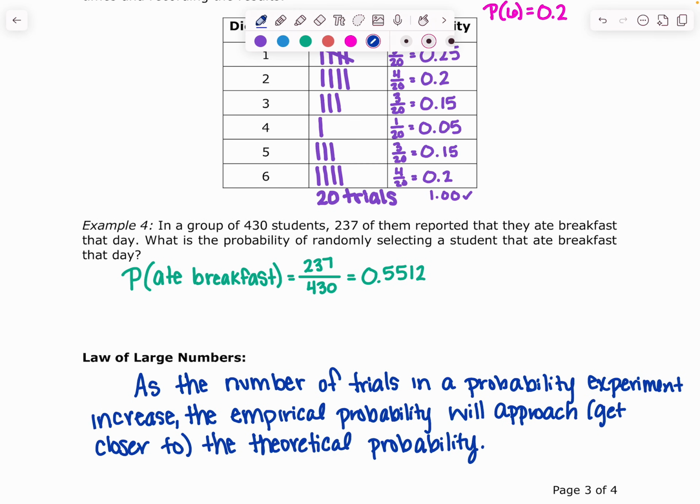So if we were to roll this single dice more times than just 20, if we were to do it 50 or 100 times, we would see these probabilities in our dice rolls get closer to what we would expect to see. And you could test that out. You could go into Google and do the dice roll a bunch of times, and you would see those probabilities get closer to what you would expect to see. So this is the empirical probability, calculating probability based off an experiment, and also the law of large numbers.